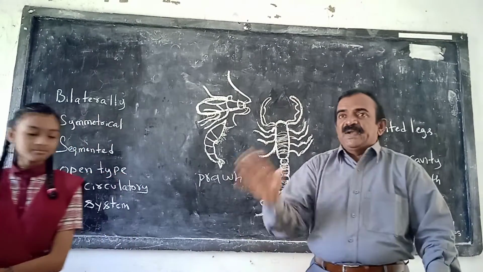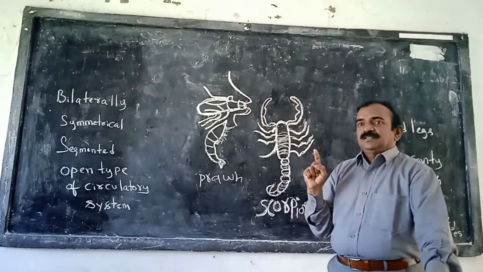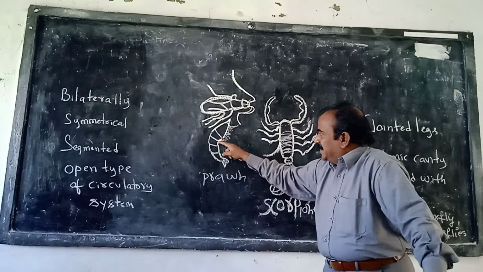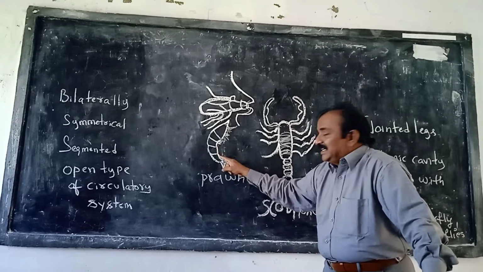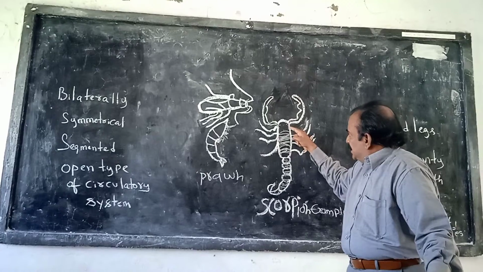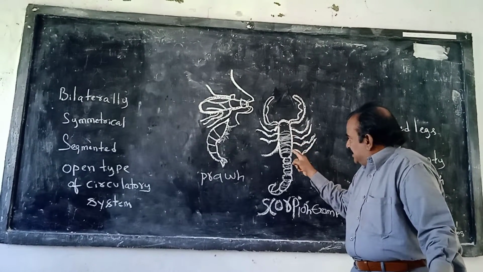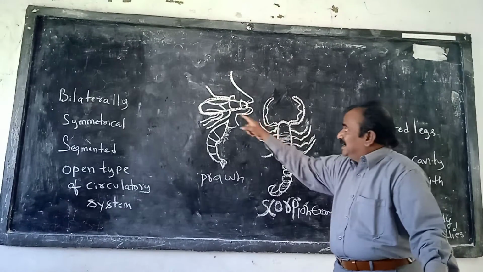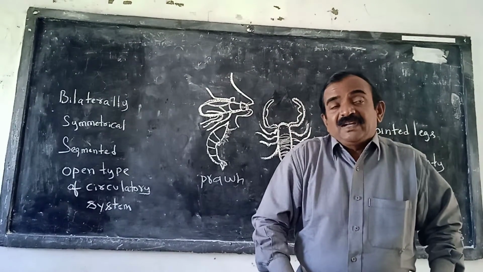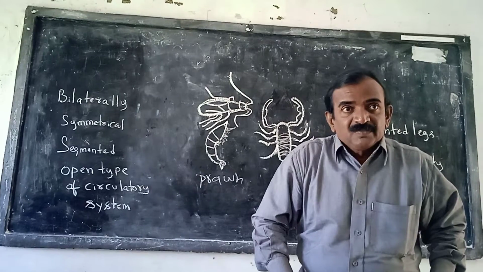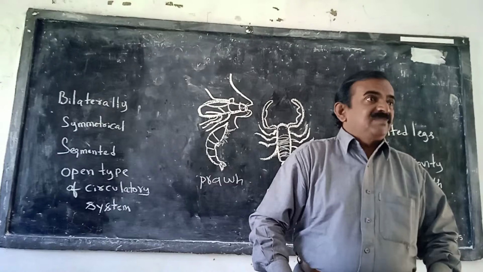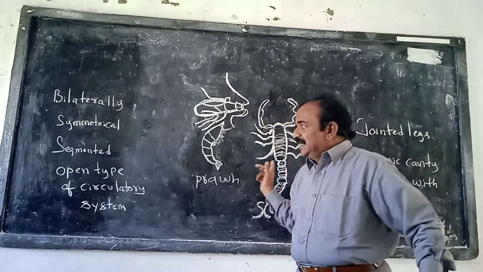And next, they are segmented. Segmented means here you see, this is one segment, and this is another segment, and this is another segment. Like that, the body is segmented. Here also segments are present. So if an animal has segments, it is called a segmented organism.